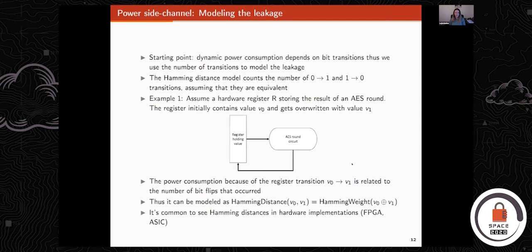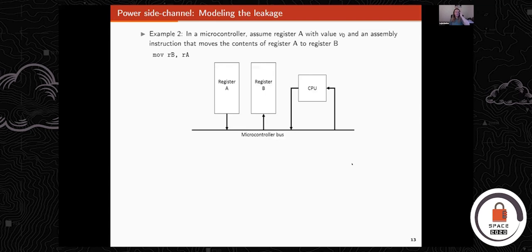For FPGA and ASIC implementations, you can model the leakage based on this concept, the Hamming distance. Let's look at software implementation. Typically there is a microcontroller where we have registers A and B, say, and again the value V0, but now we have an additional CPU and the microcontroller bus, so things work slightly differently than in hardware. A typical instruction MOV RB, RA will move the content of A to B, but that will all happen over this bus.